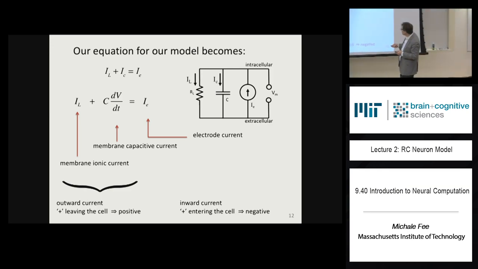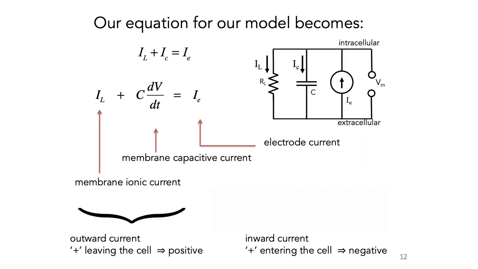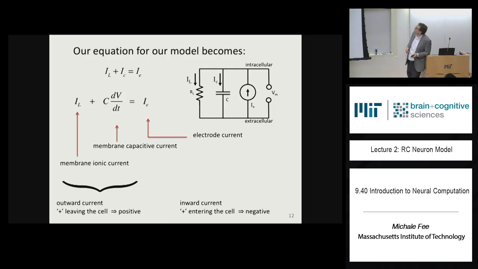Inward currents, positive charges entering the cell through the membrane, going this way from extracellular to intracellular, are defined as negative. Electrode currents are the other way. Electrode current, inward current into the cell, is positive.